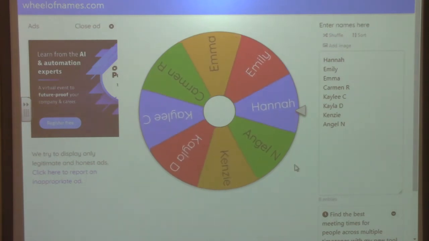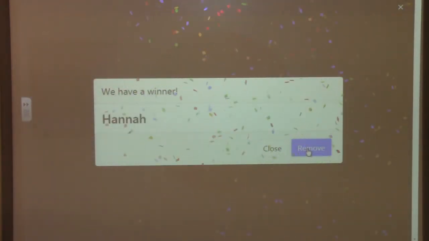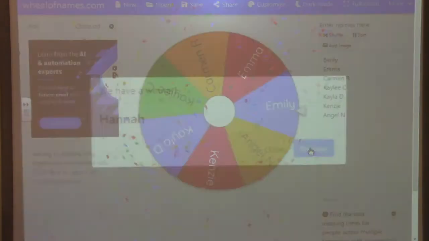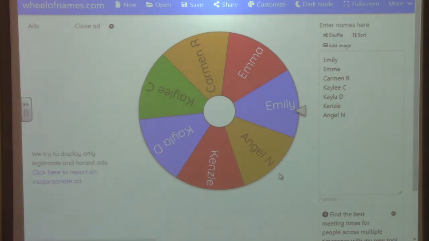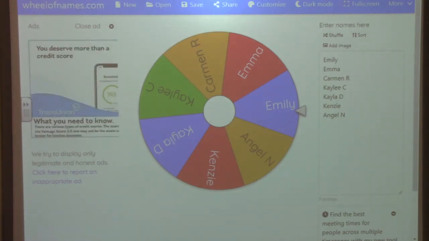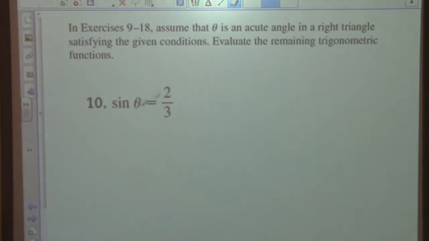Wait, did you say you didn't want us to write the rest of the cosine and everything? Yeah, I want you to write all of them. You're given one trigonometric ratio, and I want you to write all of the other 5. You don't need the simplified form.